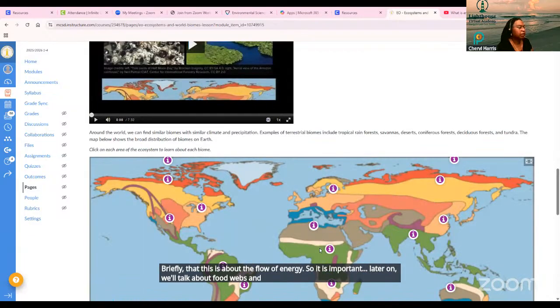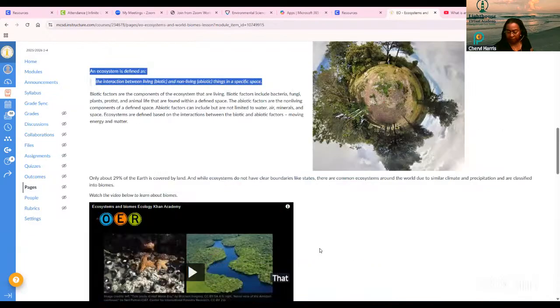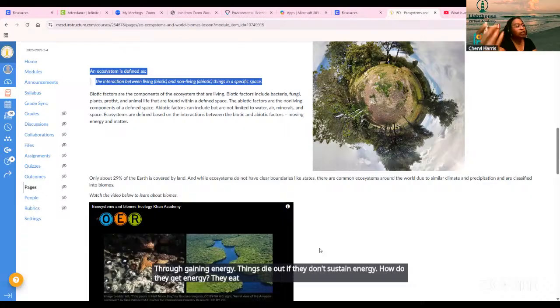It's important to understand that the interrelationship within an ecosystem is about maintaining sustainability through gaining energy. Things die out if they don't sustain energy. How do they get energy? They eat. So it is important to know who eats who and where the energy originates.